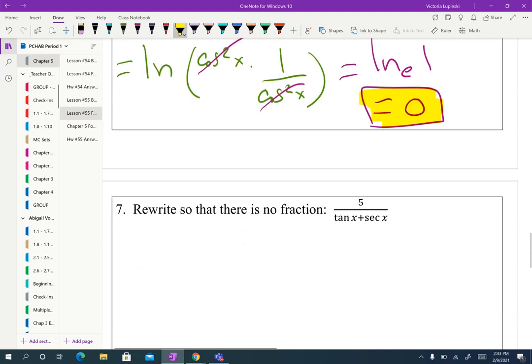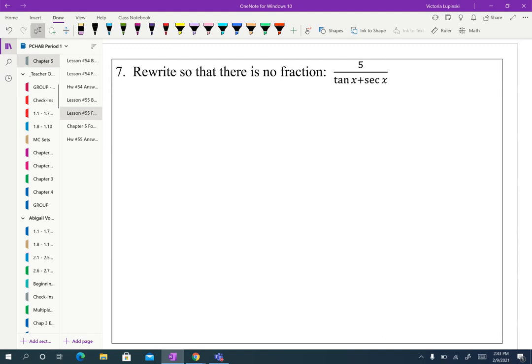So just to circle back to day 1, our final problem here is a little bit more of the type of what you saw yesterday in lesson 54. Rewrite the expression so that there's no fraction. They're not giving you a ton of information, so you kind of have to decide what it is that you're going to do. I'm going to give you a little clue. In this case, you're going to look at the denominator, 5 over tan x plus secant of x.